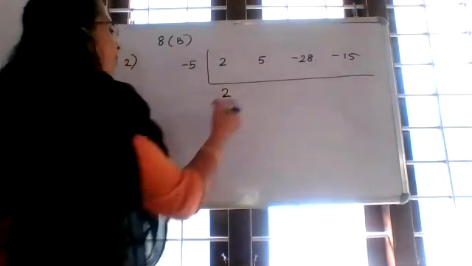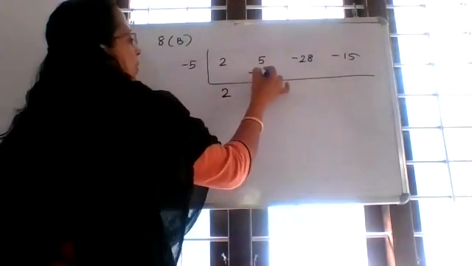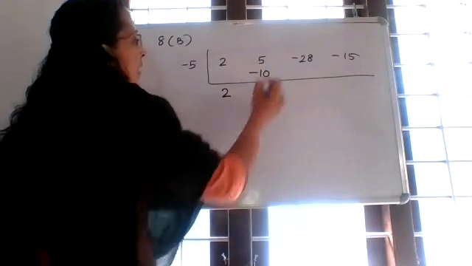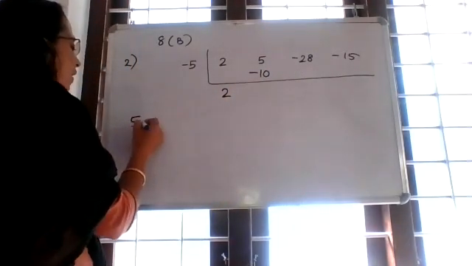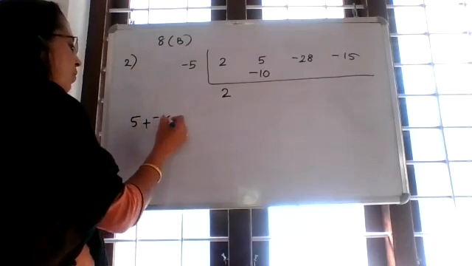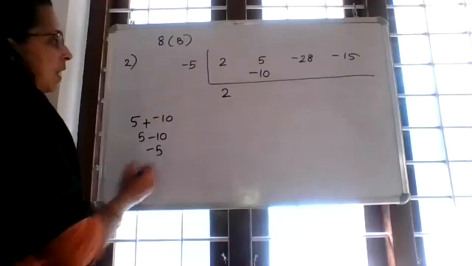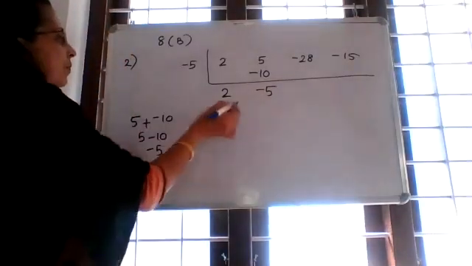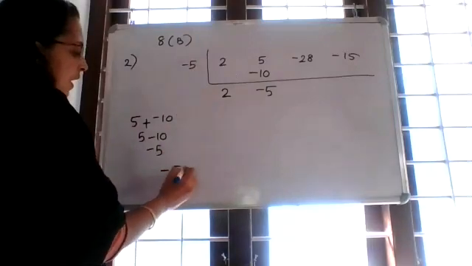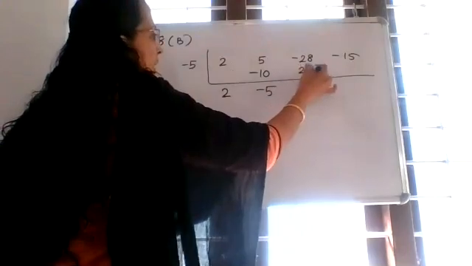2 down. Then 2 into negative 5 is equal to negative 10. Negative 5, then here 5. We want to add. So 5 plus negative 10, that means 5 minus 10, which is negative 5. Adding only. Negative 5 into negative 5 is positive 25. That positive 25 we want to write here.